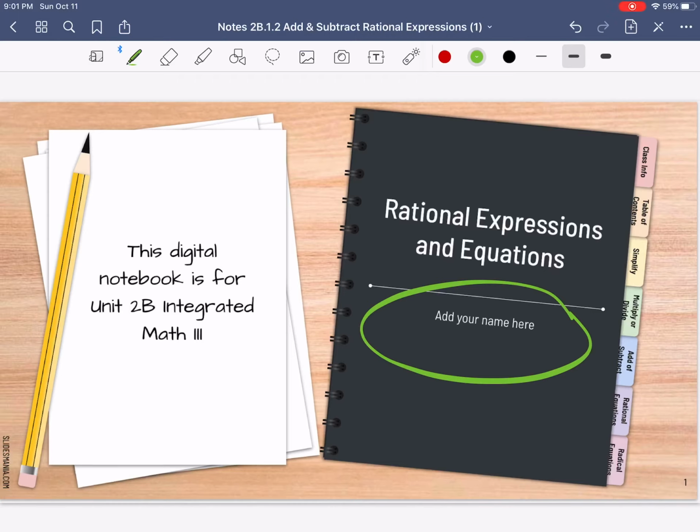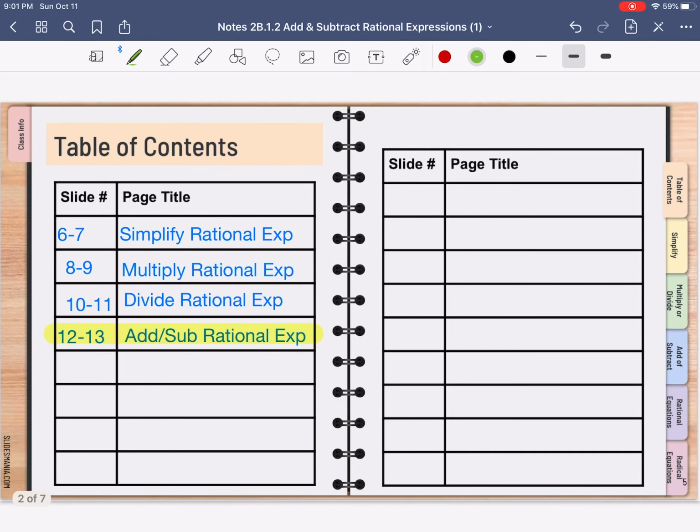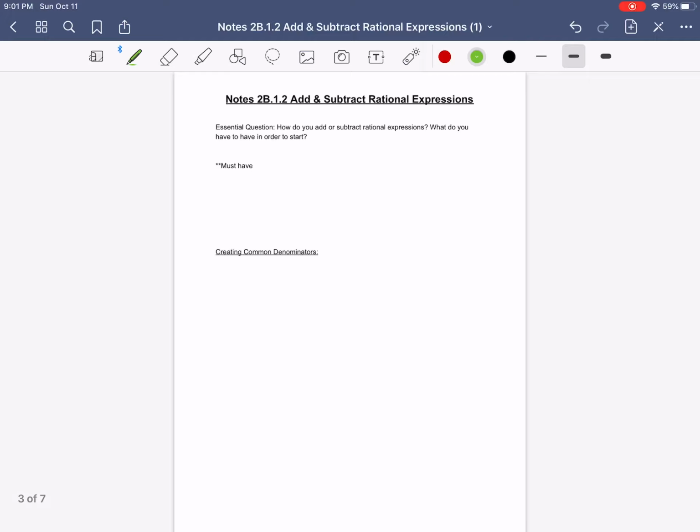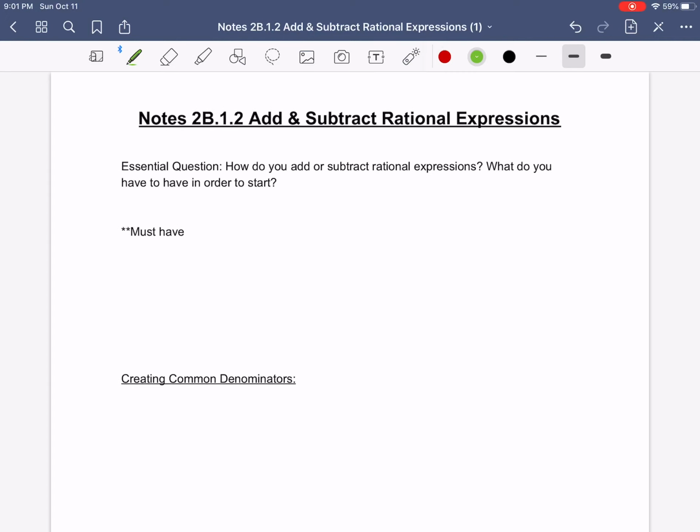Hey guys, these are our notes from Monday about adding and subtracting rational expressions. That's going to go into your digital notebook. You can fill in your table of contents. Slides 12 and 13 are add/subtract rational expressions. I do have the PDF of this located in Google Classroom, but you can just handwrite it on a piece of paper. So today we're going to be adding and subtracting rational expressions.